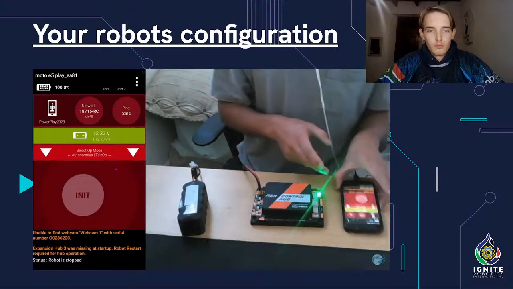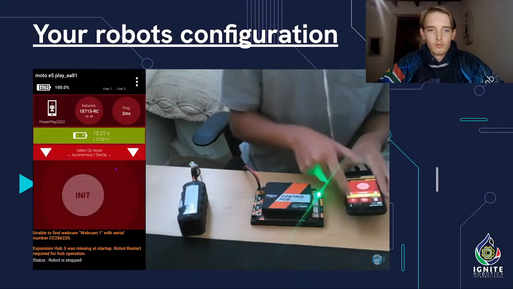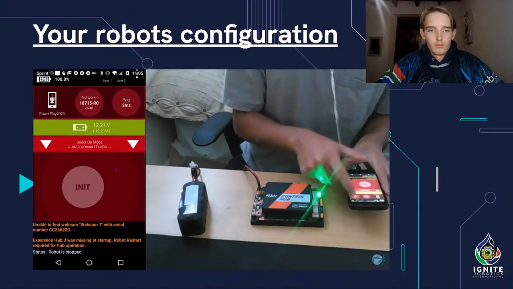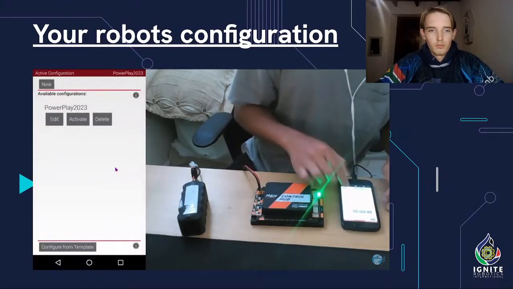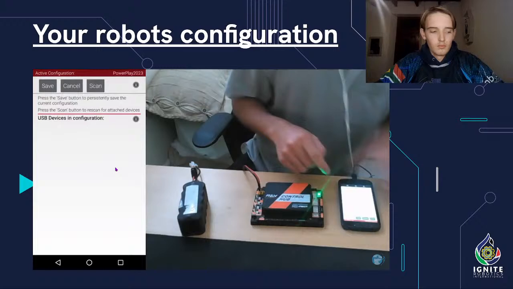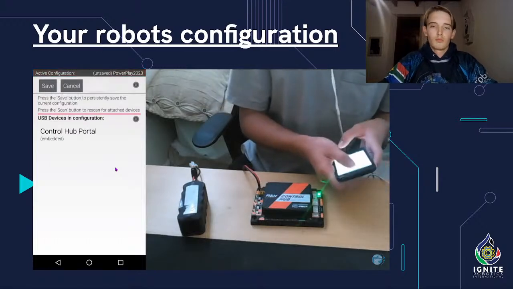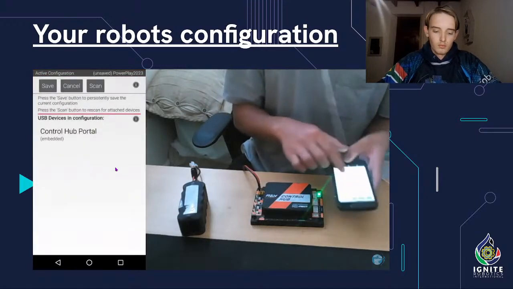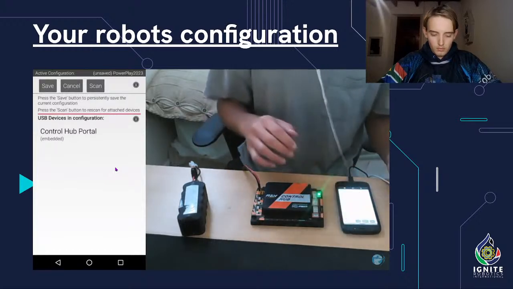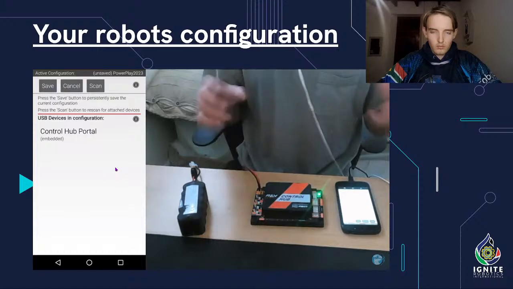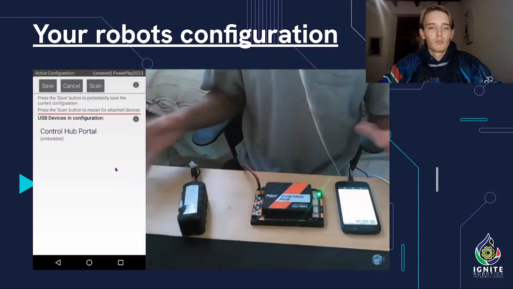So let's get started. What you want to do is click these three dots up here, and then configure robot. I'm going to click new to make a new configuration, and if your control hub or expansion hub doesn't pop up, then click the scan button and it'll probably pop up. Make sure everything is powered and everything is connected properly.